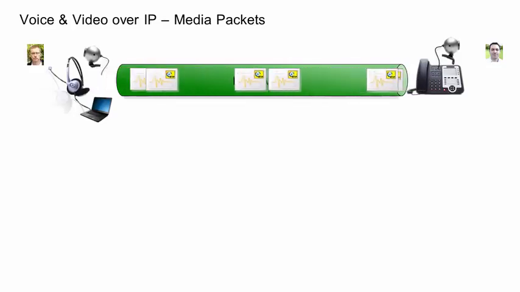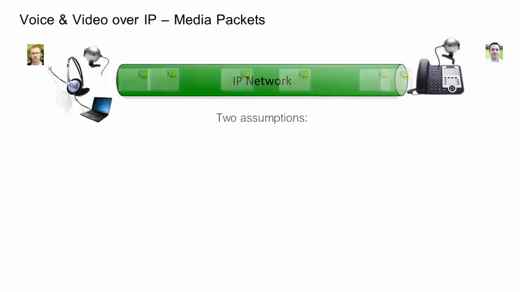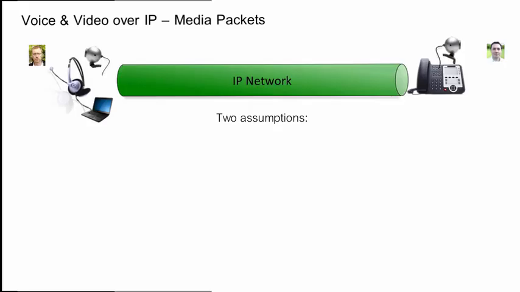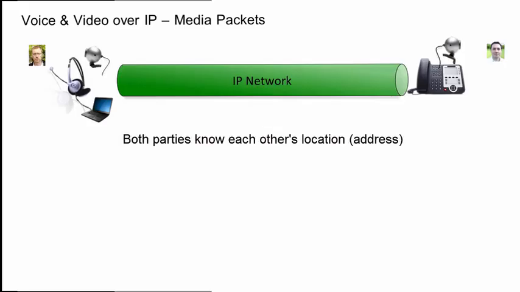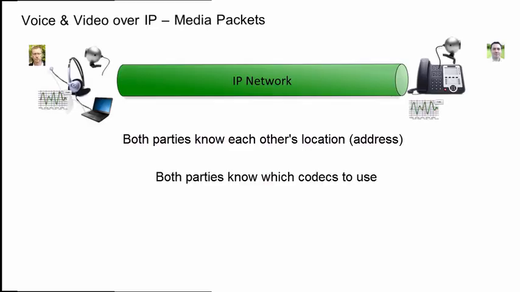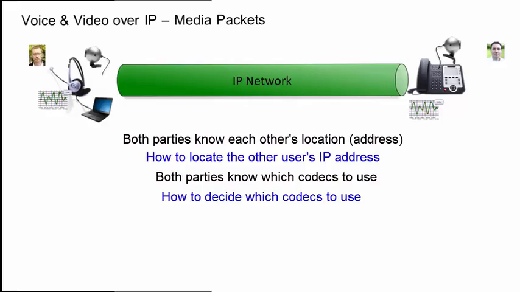Simple enough. But for this media exchange to take place, we're assuming two important things have already been sorted. That both parties know each other's location, they know where to send their media packets, and that both parties know which codecs to use for encoding and decoding the media. So here's the big question. How do we locate or find the other user's IP address? And how do we decide which codecs to use? We need a process, some descriptions and rules that help us locate each other and agree on codecs. What we need is a protocol.